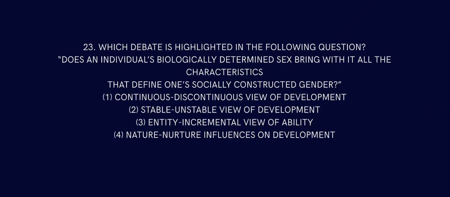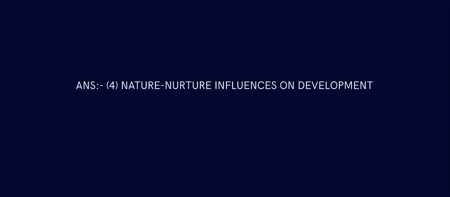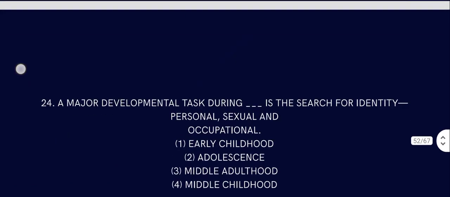Question number 23. Which debate is highlighted in the following question? Does any individual's biologically determined sex bring with it all the characteristics that define one's socially constructed gender? Continuous and discontinuous view of development, stable unstable view of development, or nature versus nurture influence on development? You see, nature is sex, you can be born with anything, and then the gender is socially constructed. But socially, if the gender is given, many can raise a child like a daughter or a boy. So the nature nurture influence on development.